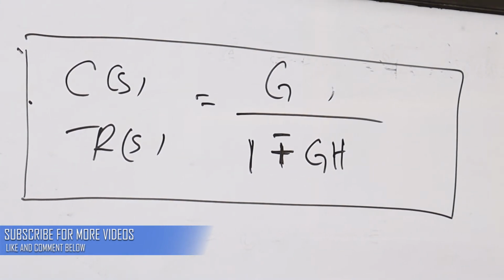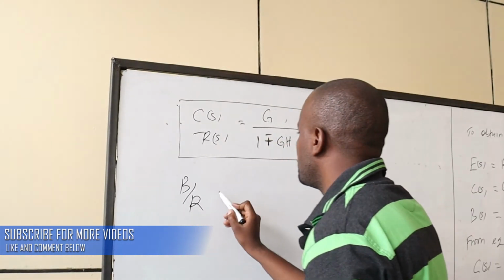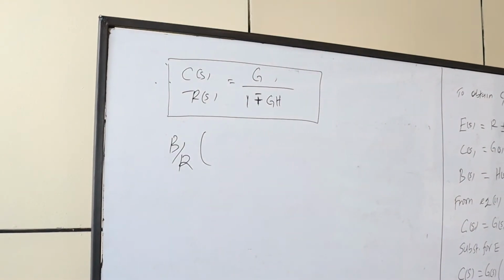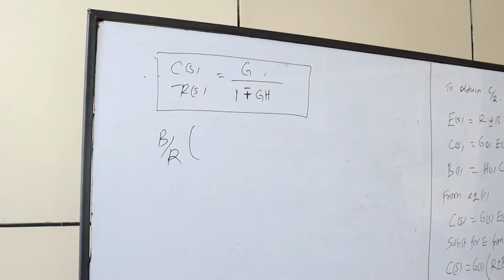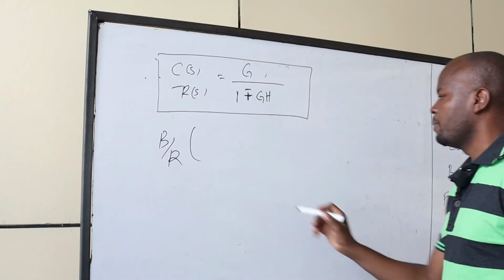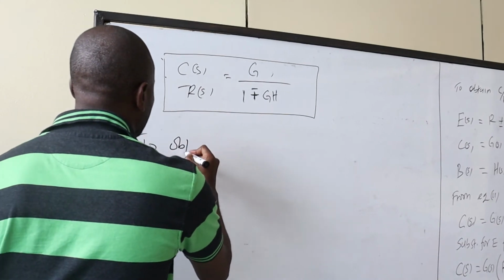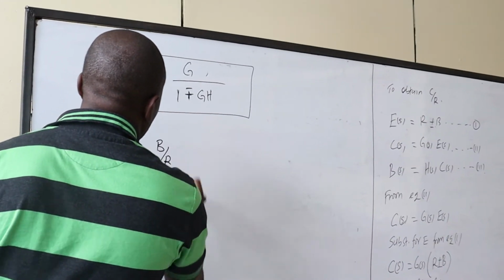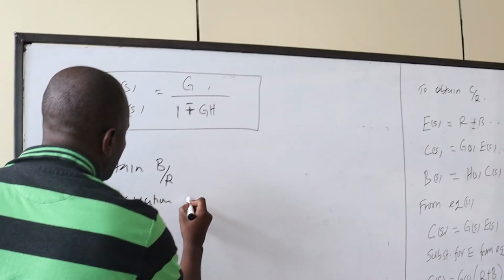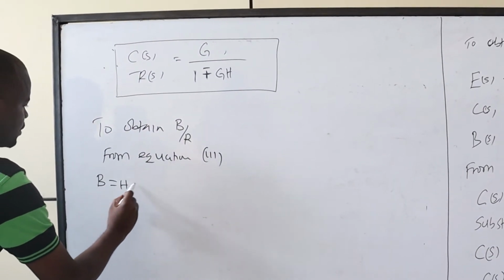Now we can obtain the second ratio, which is B over R, and this one we refer to as the primary feedback ratio. So if we want to get B over R, then we start from equation 3, which says that B is equal to HC.